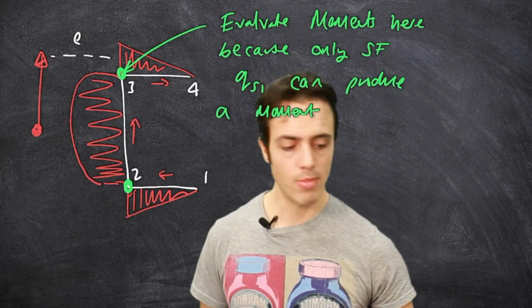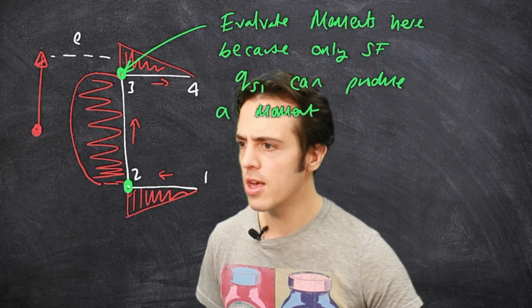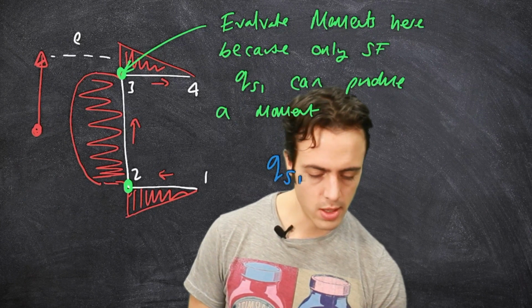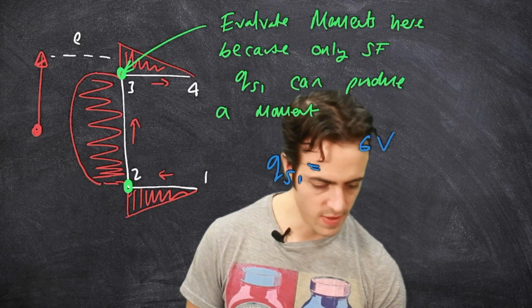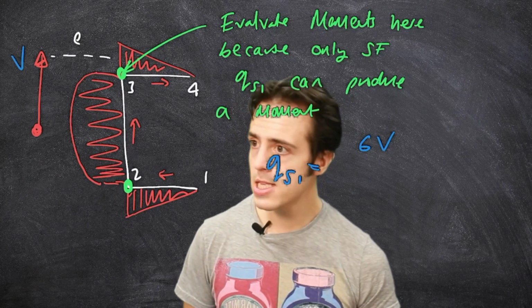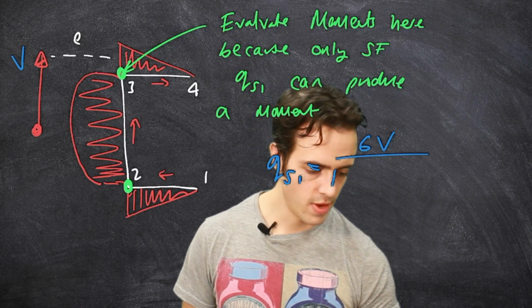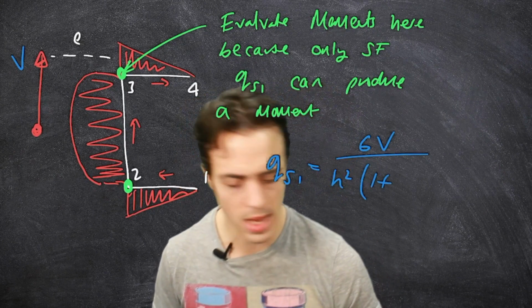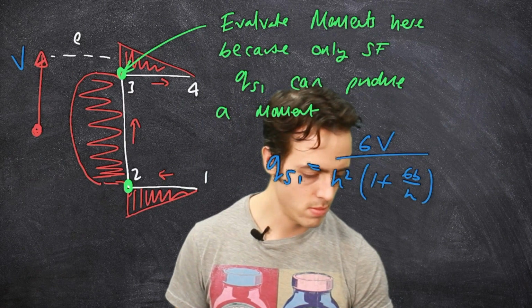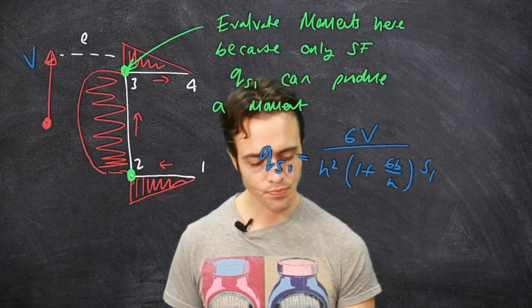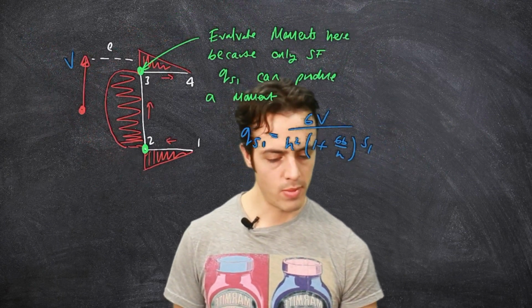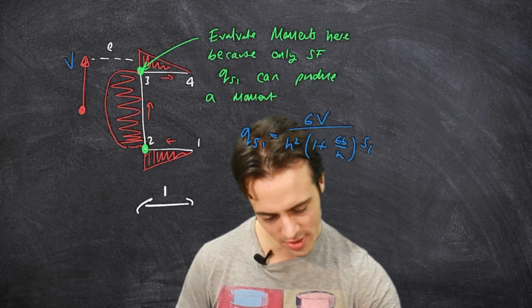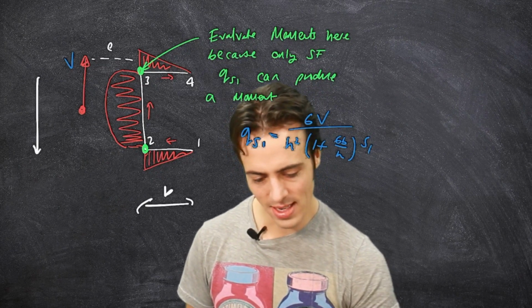That's the only one we need to remember, which is good because I had forgotten the others. I've got QS1 written down here. So QS1 for us was equal to 6V, this is my V up here, divided by h squared, times 1 plus 6B on h, multiplied by S1. Just remember this was the base. It's terrible B, this is at an angle, so it's kind of hard drawn. And this was my height in this case here.